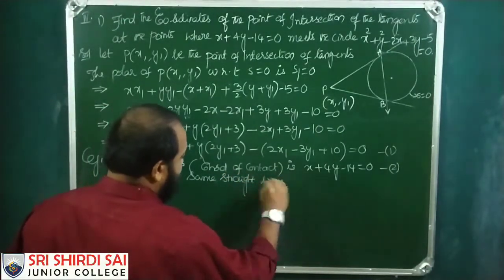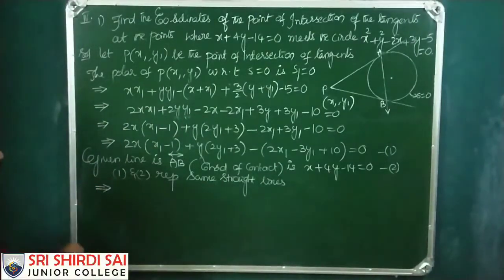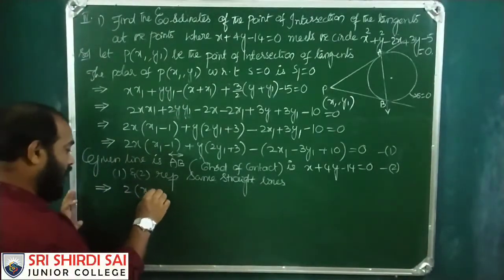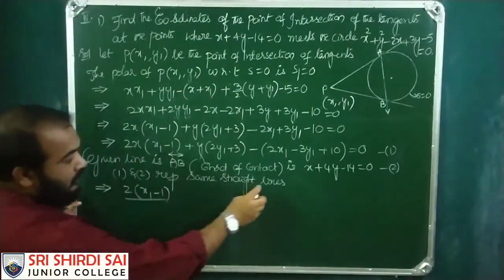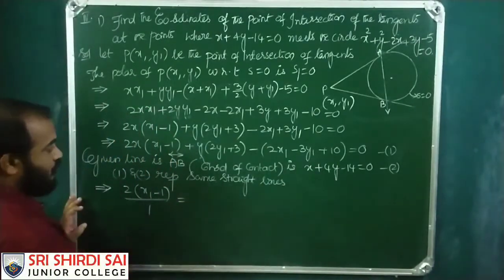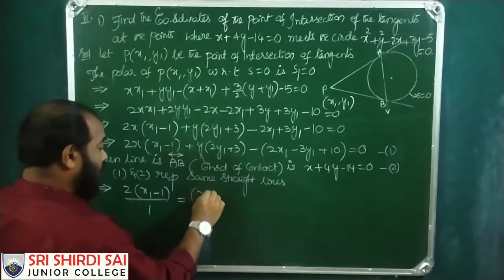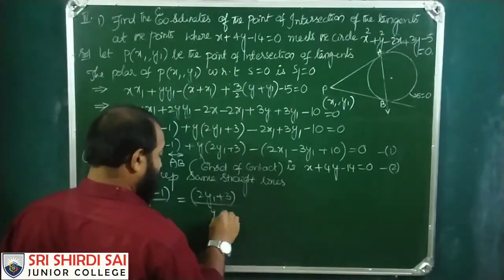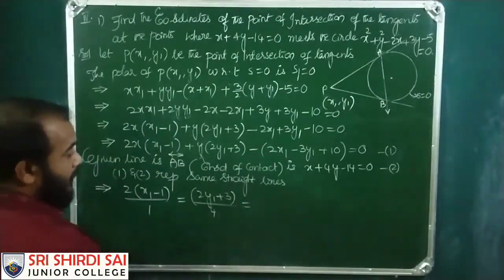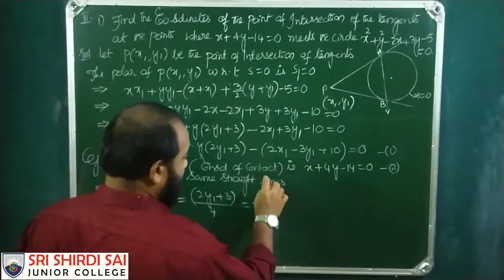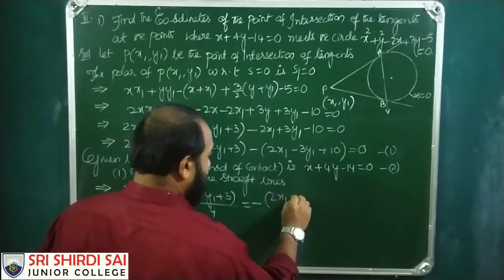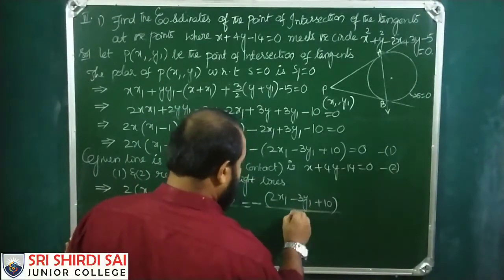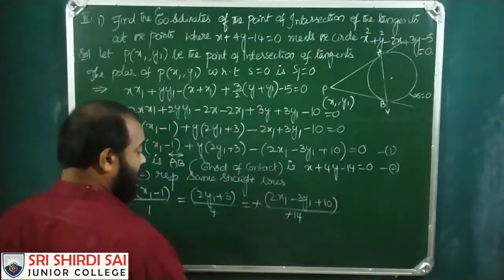So let us compare the equations. That implies the coefficient of x here is (2x1 minus 1) by 1 is equal to the coefficient of y, (2y1 plus 3) by 4, is equal to minus of, this is all constant, so (2x1 minus 3y1 plus 10) by minus 14. So minus gets cancelled.